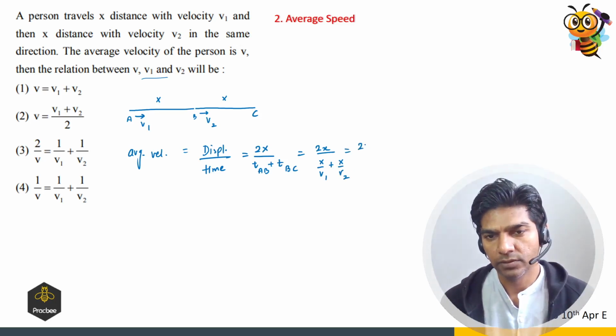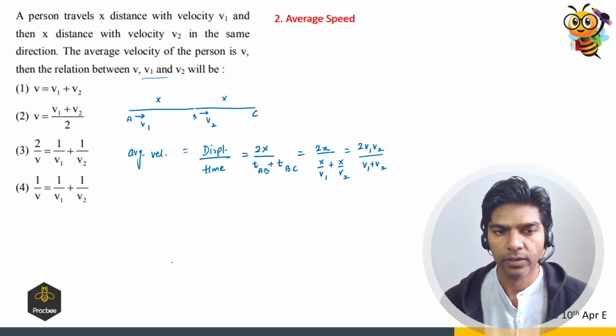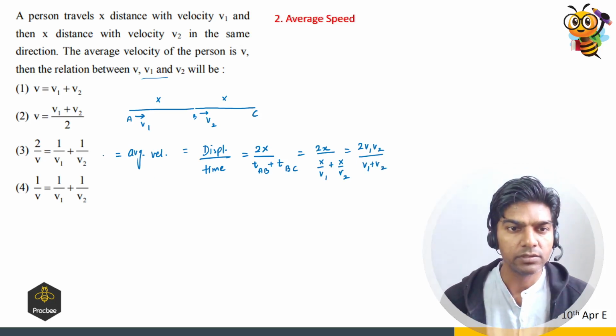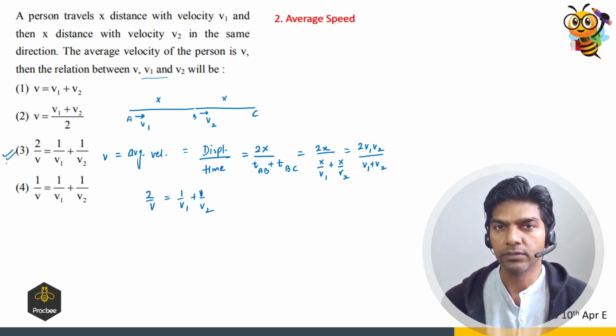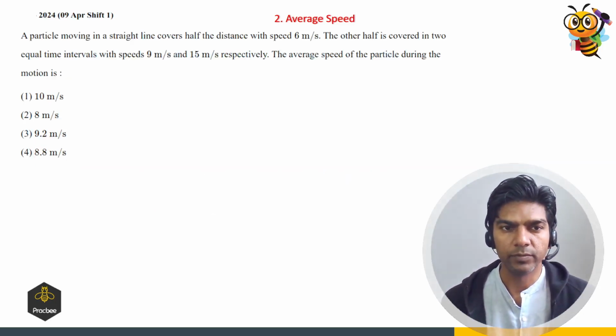Now this will give us 2v1 v2 divided by v1 plus v2. So this average velocity is given as v in the question. Now this will give us 2 by v equals 1 by v1 plus 1 by v2. So option 3 is the right answer. Now let us see one more illustration based on the same concept.